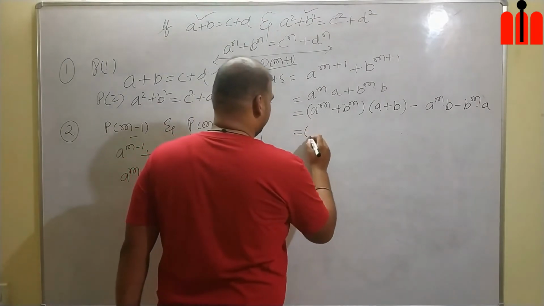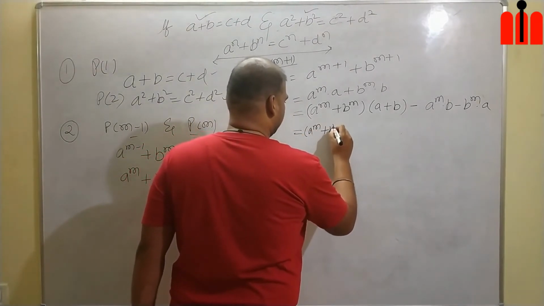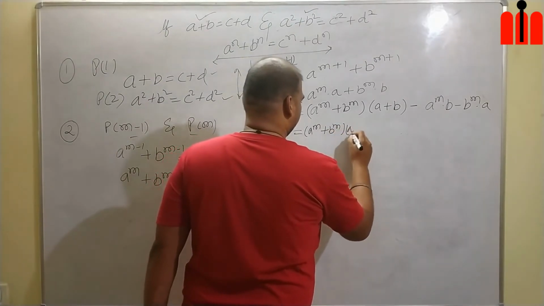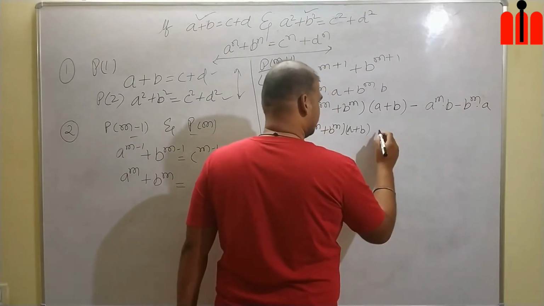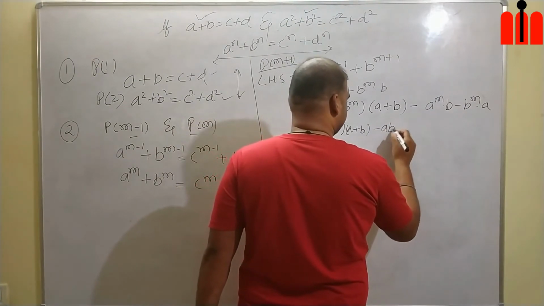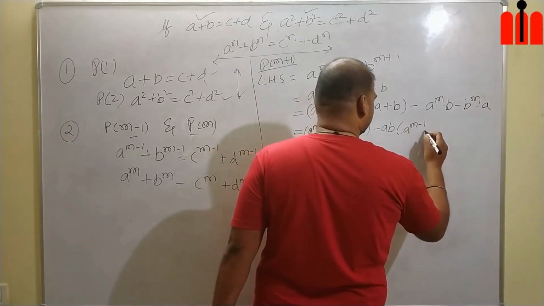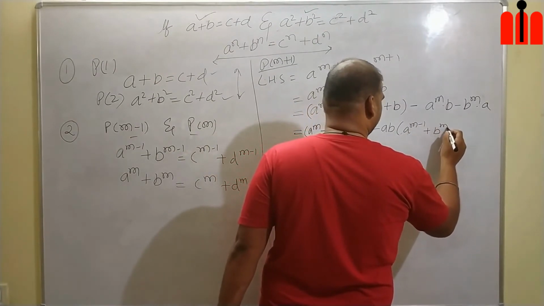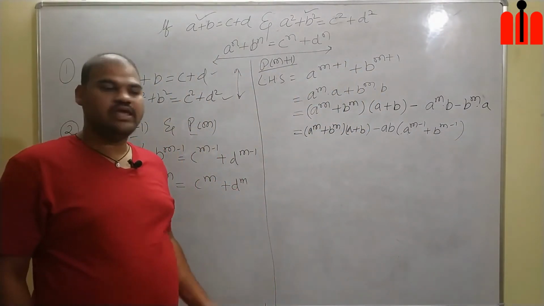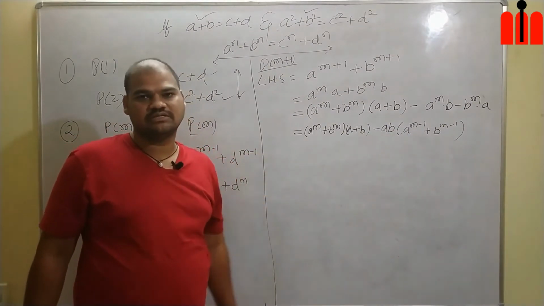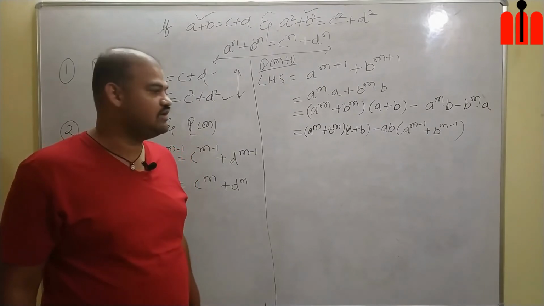Okay, now what we will do, we will write it down as a to the power of m plus b to the power of m, into a plus b. We will take ab common from here. If we take ab common, it will be a to the power of m minus 1 plus b to the power of m minus 1. Now see how we had arrived at it.